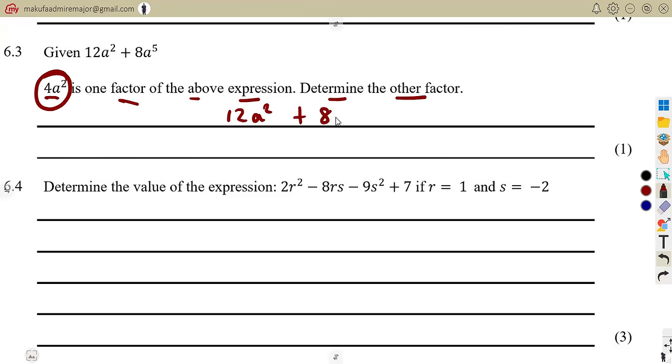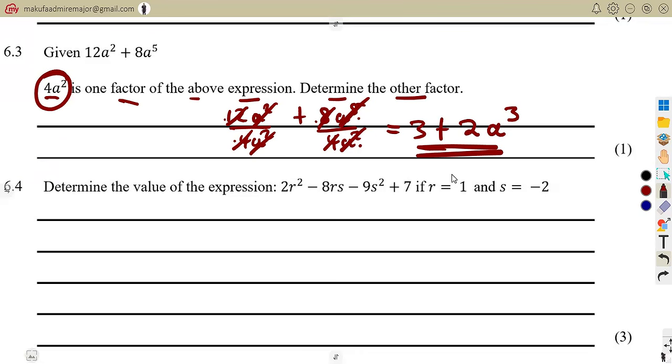12a squared plus 8a to the exponent of 5, like this, you divide. That's obtaining another factor. So 12 divided by 4 is 3. a squared and a squared cancel. Plus 8 divided by 4, that's a 2. a to the exponent of 5 and a to the exponent of 2 is going to give us a to the exponent of 3. You subtract 5 minus 2, which is what? 3. So this is the other factor.